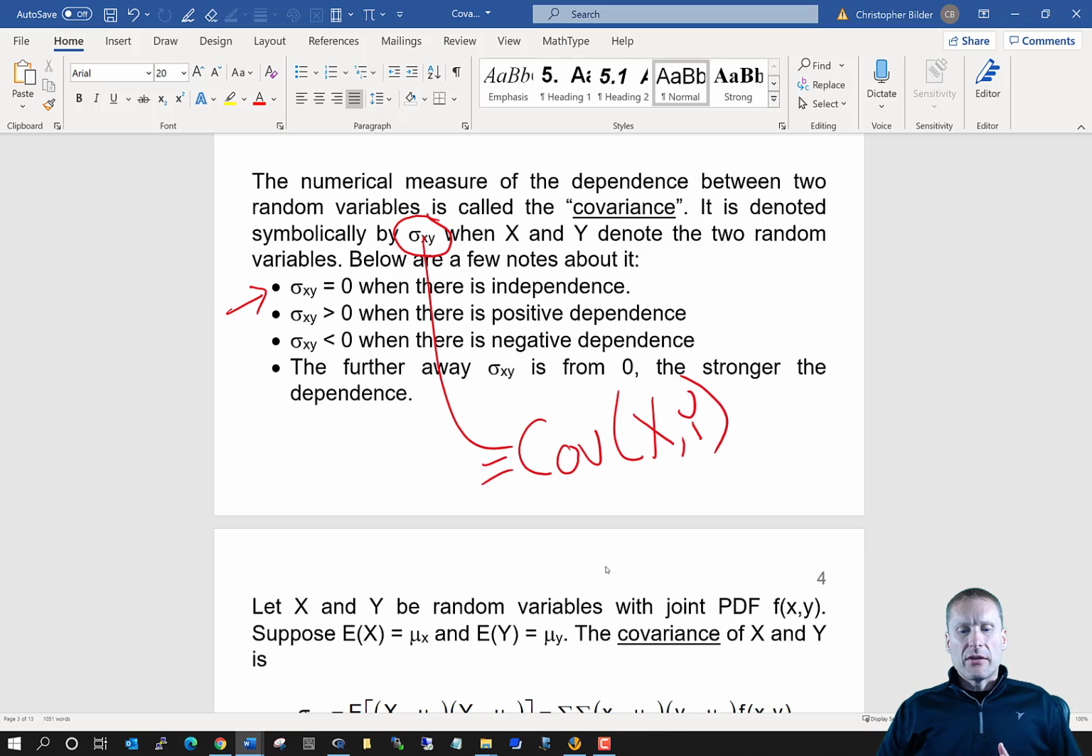When the covariance is equal to 0, that means essentially you do have independence. When the covariance is greater than 0, that means you have positive dependence. And when the covariance is less than 0, it means you have negative dependence. Go back to some of those previous plots that I just showed you and relate those symbols, those meanings, to what the plots are showing you. And the further away the covariance, sigma sub xy, is from 0, the stronger the dependence there is.